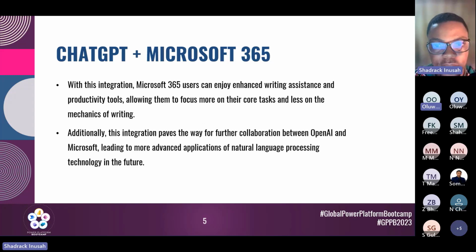With this integration, Microsoft 365 users can enjoy enhanced writing assistance and productivity tools, allowing them to focus more on their core tasks and less on the mechanics of writing, right? Additionally, this integration paves the way for further collaboration between OpenAI and Microsoft. So these are all just reading. I've shared the slides, so I'm sure you get access to them.